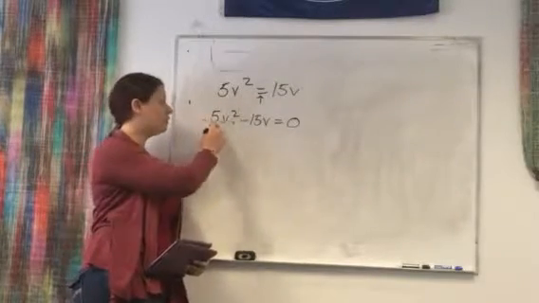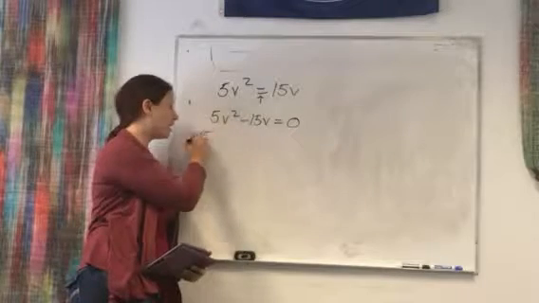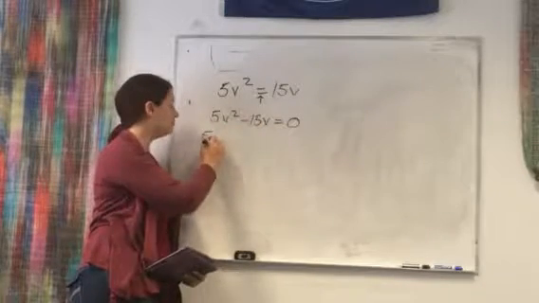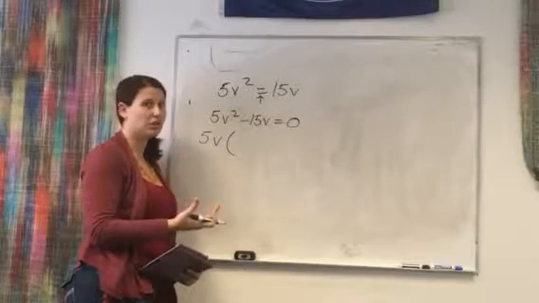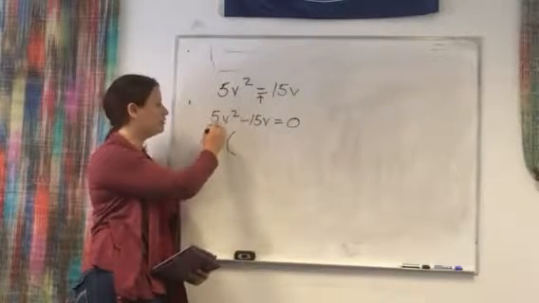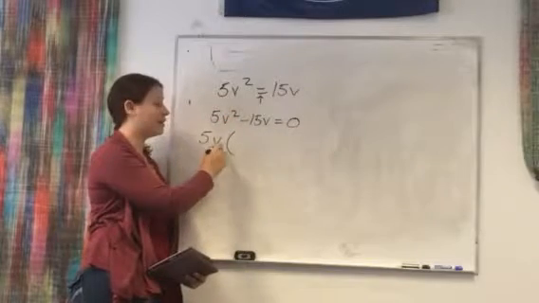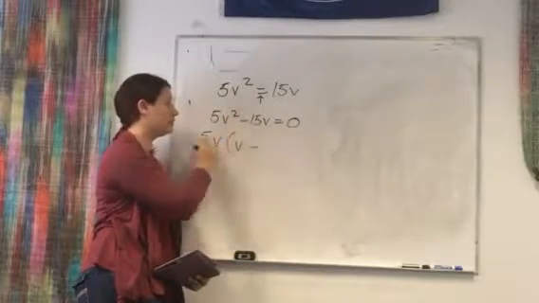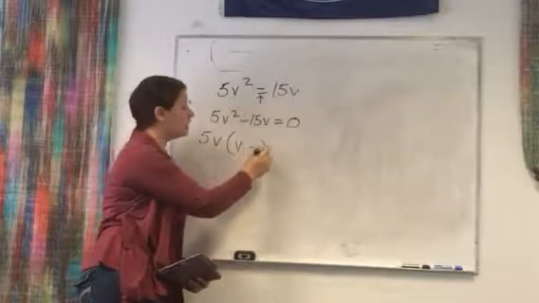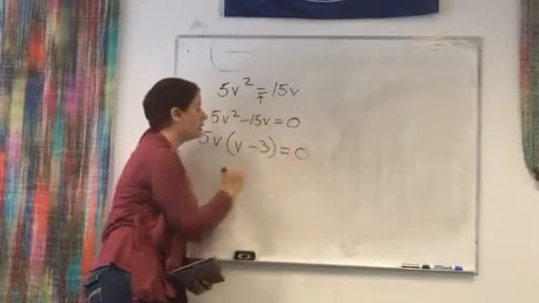So we notice though, 5 and 15 have a 5 in common, v squared and v have a v in common. So we're left with, remember it's kind of like division when you're factoring something out. So 5v squared divided by 5v is v, and minus 15v divided by 5v is 3. So then we get it equal to 0.